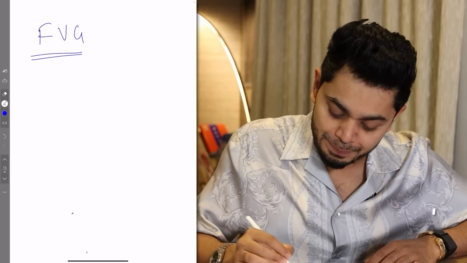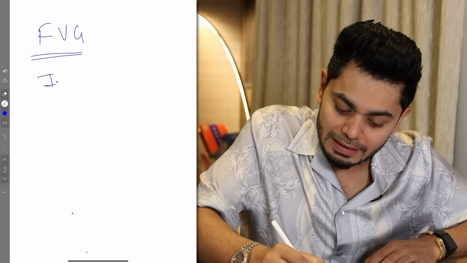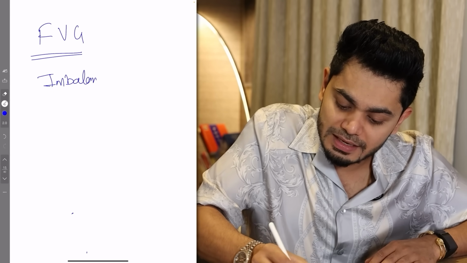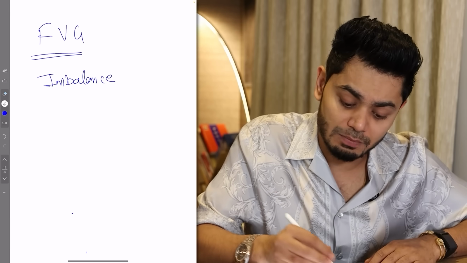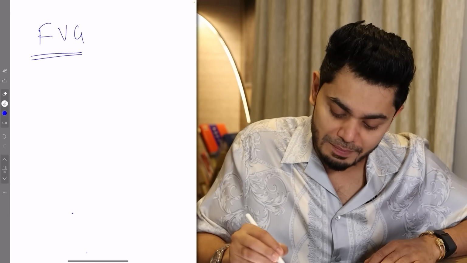So first, let's understand what this fair value gap is. Fair value gap or inverse fair value gap, once you understand FVG, you'll start to understand inverse FVG as well. Fair value gap indicates an imbalance. Imbalance means when there is an imbalance between buyers and sellers. When there is a lot of buying, it is called an imbalance.